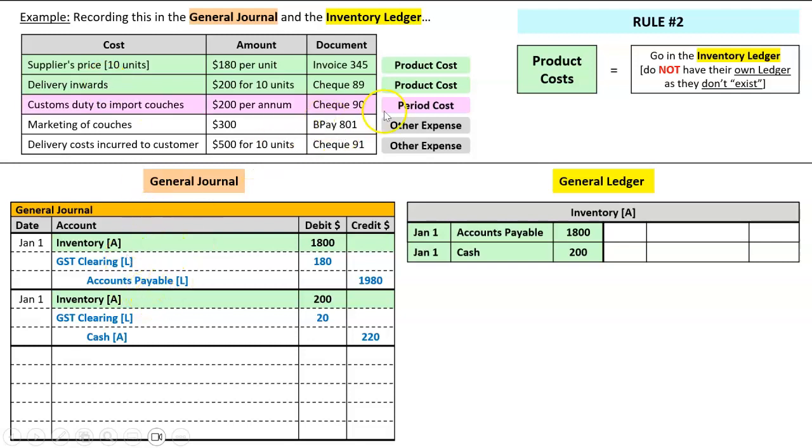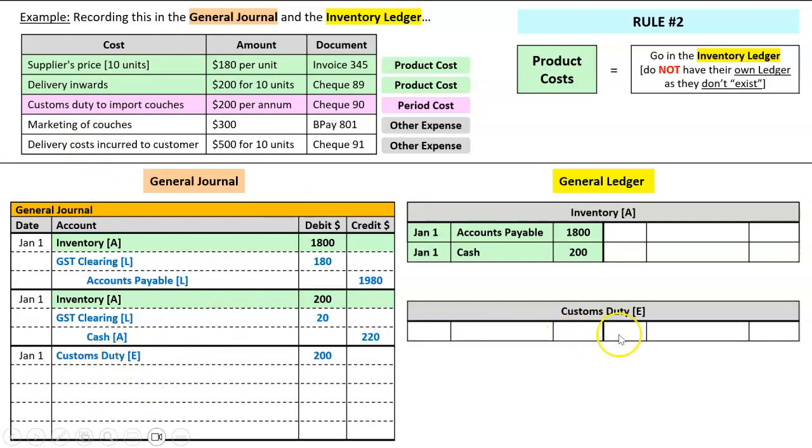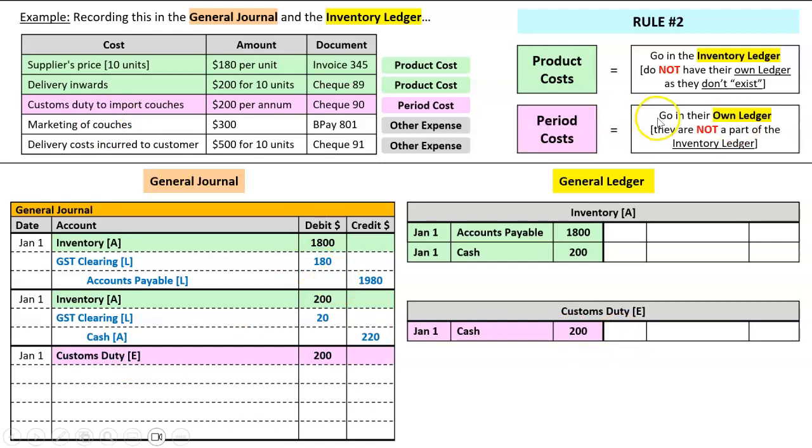Now with the period costs here, we would just make it its own ledger. So we actually would just do what we've always done and say there's a ledger called customs duty and we plonk that in there. Same with marketing. And our second part of our rule, period costs do go in their own ledger. They are not a part of the inventory ledger, just like every other account we've always done before.